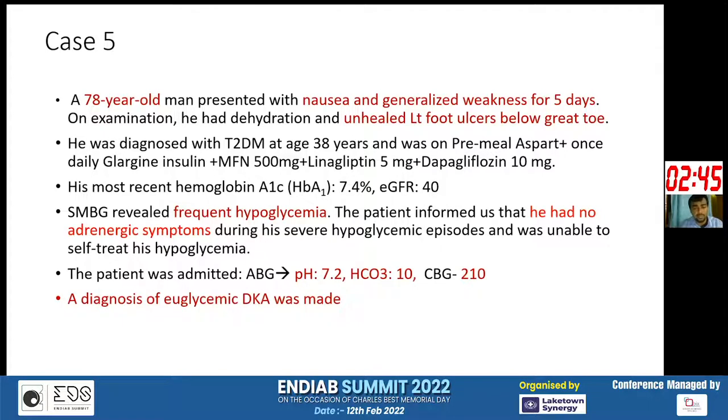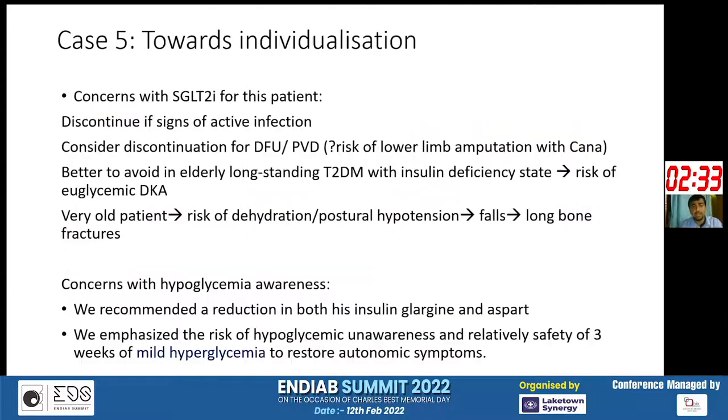Now, the patient was admitted in view of dehydration, and the pH came out to 7.2, and a diagnosis of euglycemic DKA was made. Now, coming to the concerns with SGLT2 inhibitor for this patient, the patient was 78 years old, was on MSI, and had a history of unhealed diabetic foot ulcer. So keeping all these things in mind, it is better to discontinue if there are any signs of active infection in an elderly patient because of this catabolic state and risk of ketosis.